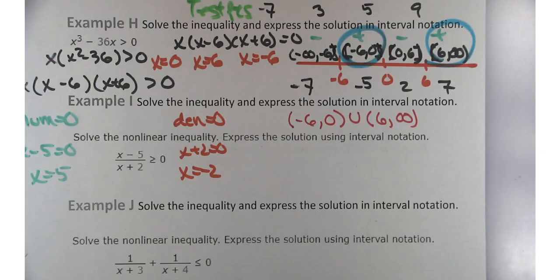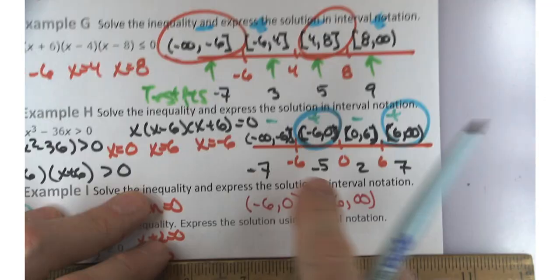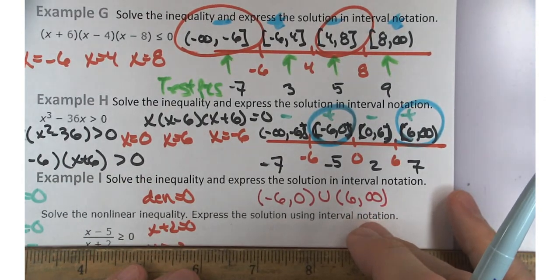So let's put those two numbers on the number line and then list up our intervals like we did just a moment ago.